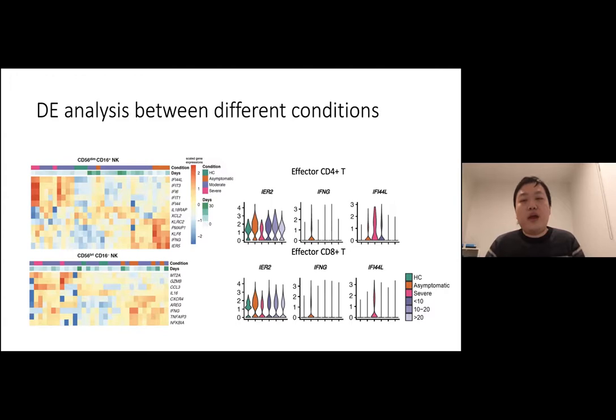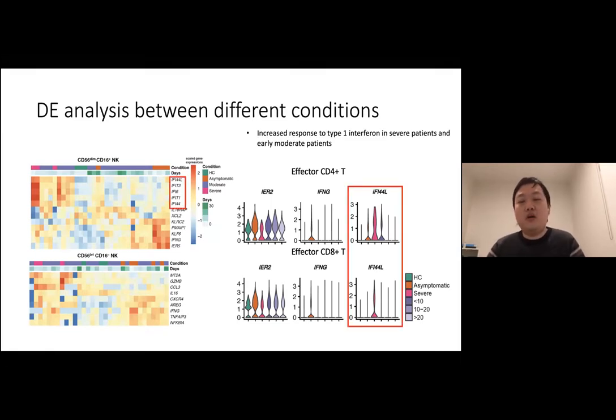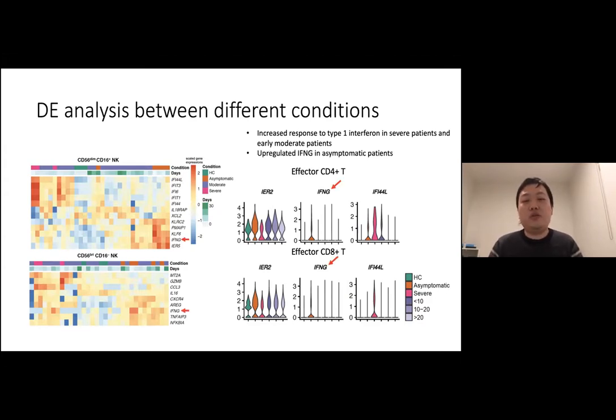We also performed a differential expression analysis between different conditions, and interestingly, we found some upregulated genes that have also been found in other studies, although we only have one severe patient. For example, we found a massive increase in type 1 interferon-related genes in the severe patient, and we also find these genes upregulated in early moderate patients, decreasing with time, but not as high as in the severe patient. So it seems the severe patient is really in a hyperinflammatory state, expressing a massive amount of these genes. Apart from that, in multiple different cell types in the asymptomatic patients, there's upregulation of interferon gamma, which is also a very important gene.